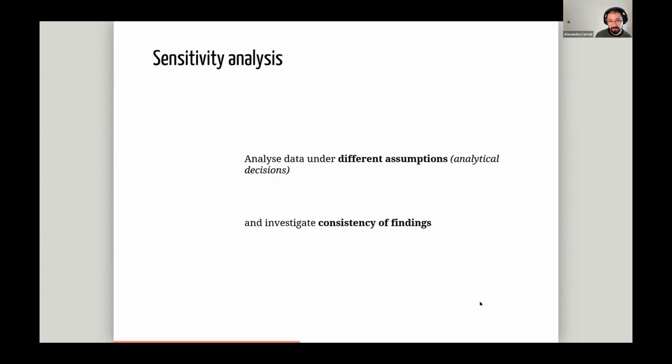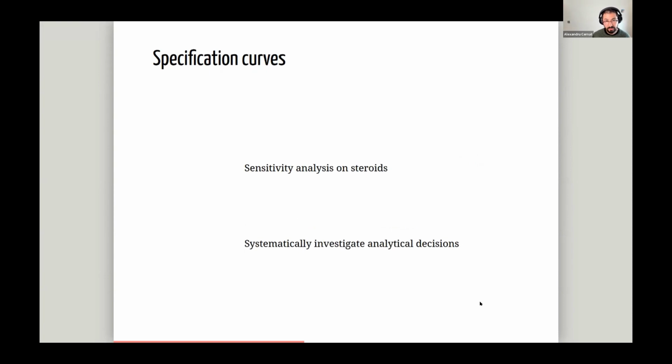But the issue is that when we do this, it's typically limited in scope. We might do this because we want to try different assumptions, or the reviewers might tell us to try a different type of model to see if it still works or not. That might help us see if we have consistent findings, but it's not really systematic. It's again very arbitrary. What are the things that we test when we do sensitivity analysis?